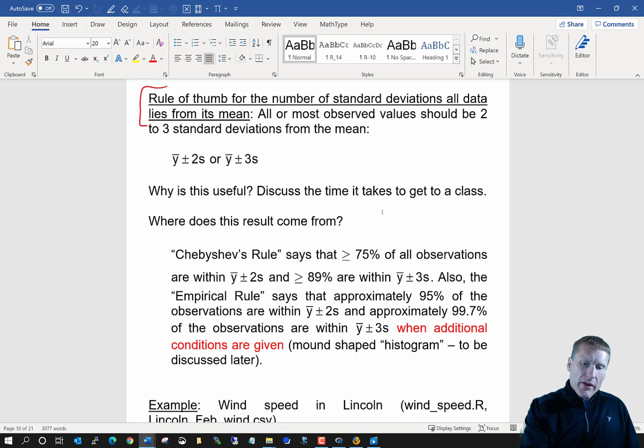I call this the rule of thumb for the number of standard deviations that all data lies from its mean. That rule says that most data values, observed values from your data set, should be 2 to 3 standard deviations from the mean. In other words, take y bar minus 2 times s, and y bar plus 2 times s. And do the same thing with 3. So, why is this useful to know? Well, let's get back to the example we talked about earlier, the amount of time it takes you to get to class every day.